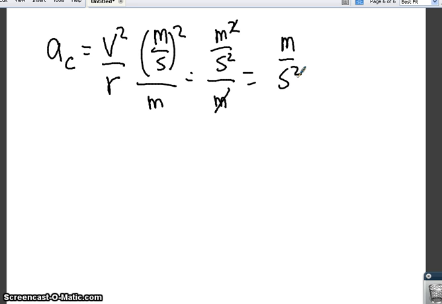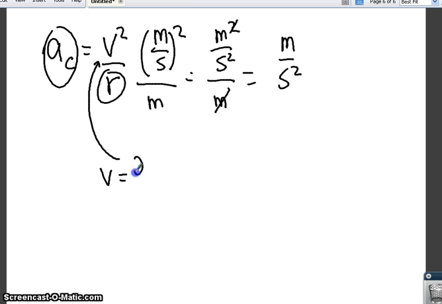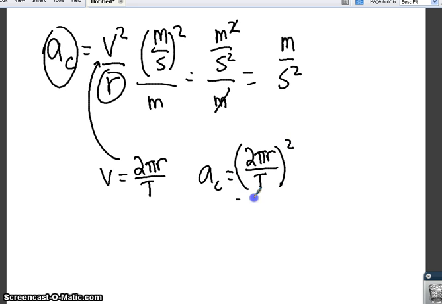And just as a little tip, sometimes they'll give you acceleration and r, and they'll ask for something else, and you have v here. Remember that v is 2 pi r over capital T. So this equation could turn into (2 pi r over T) squared over r, depending on what you're given and what you need to solve for.